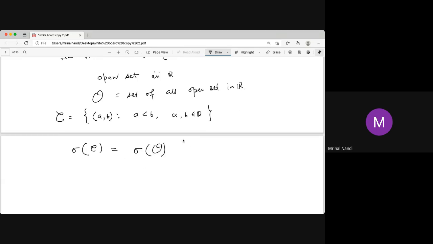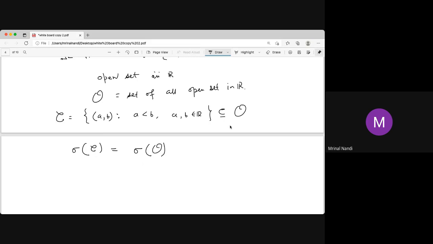One inclusion is easy, because the open intervals are open sets. But every open set can be written as a union of open intervals, and that is the Lindelof covering theorem. Since the real numbers are a separable topological space, Q is a dense subset, and since Q is dense in R, every open set in R can be written as a union of open intervals.